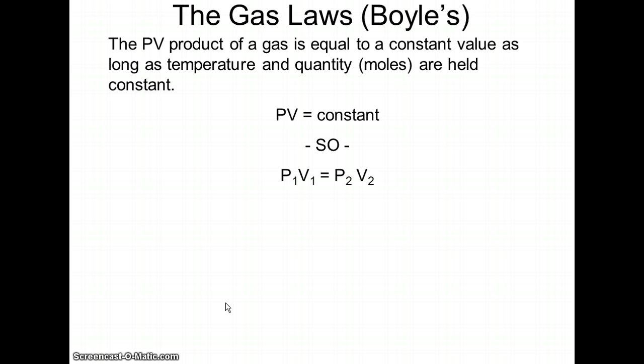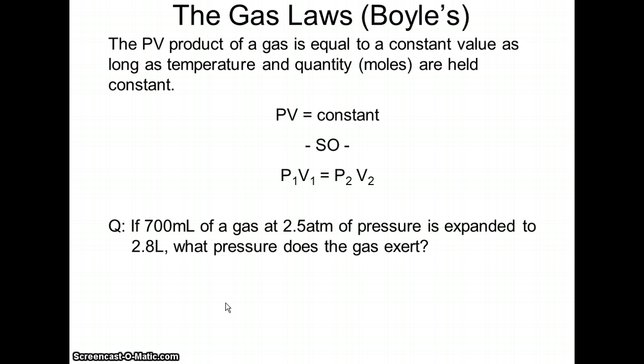A sample problem says if 700 milliliters of gas at 2.5 atmosphere pressure is expanded to 2.8 liters, what pressure does the gas exert? We can rearrange the equation here for the new pressure, P2. Doing so says that P2 equals P1 V1 over V2. So we can see that the pressure is going to be related to a ratio of the volumes.